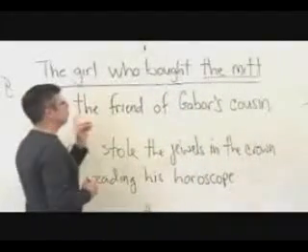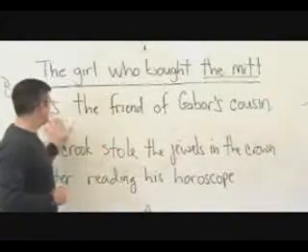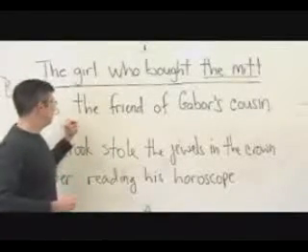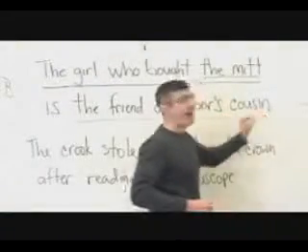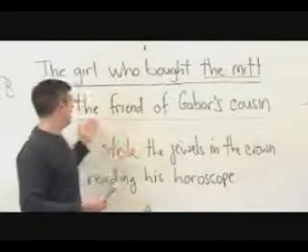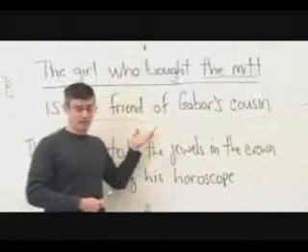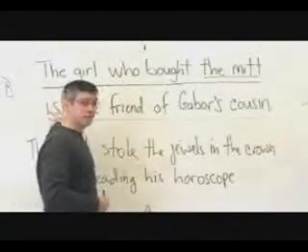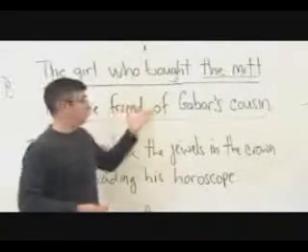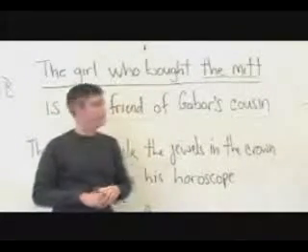So, the girl who bought the mitt is the friend of Gabor's cousin. Is the verb. The girl who bought the mitt is who? She is the friend of Gabor's cousin. That's who. So that whole thing is a nominal phrase, the friend of Gabor's cousin, and it is functioning, by the way, as the subjective complement. Is a linking or copulative verb.